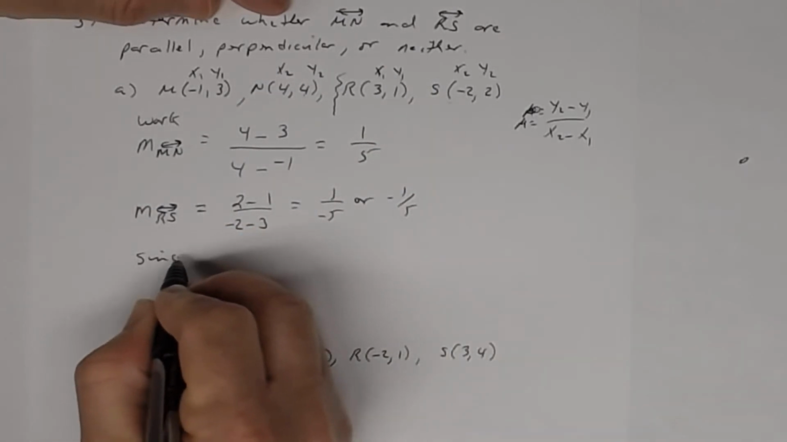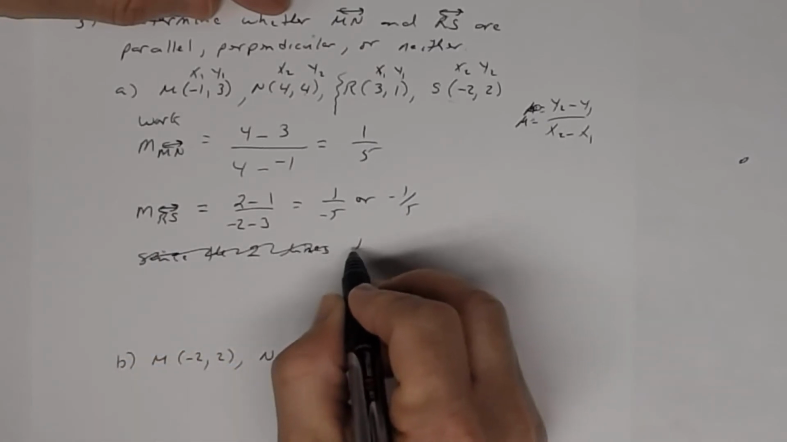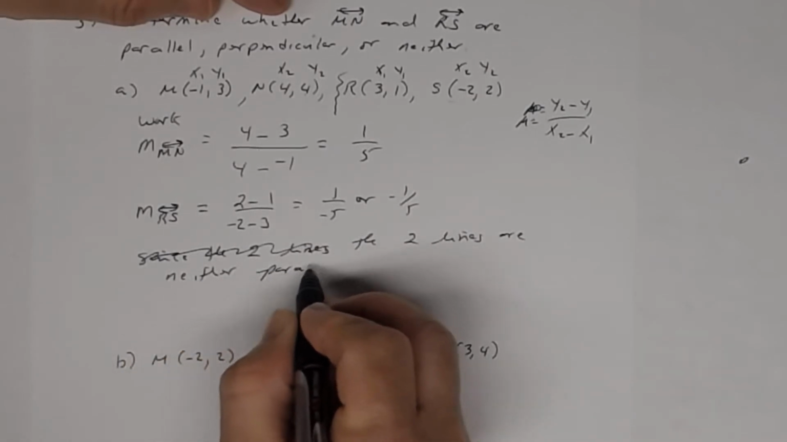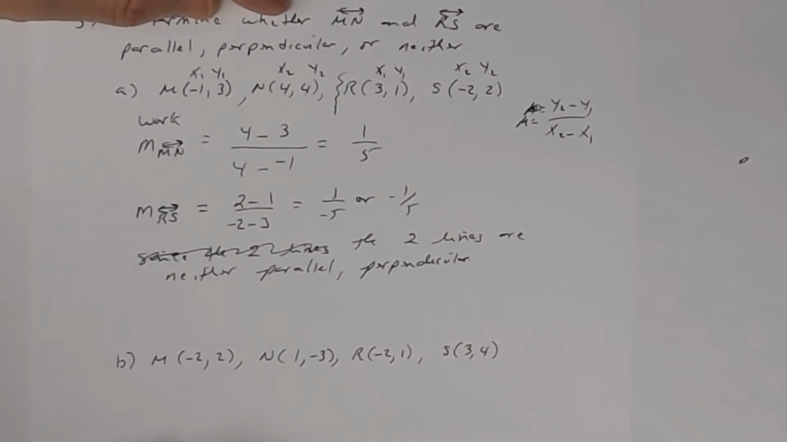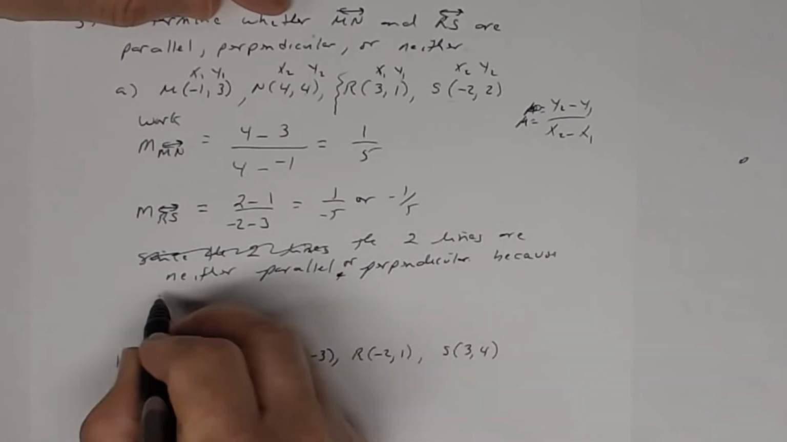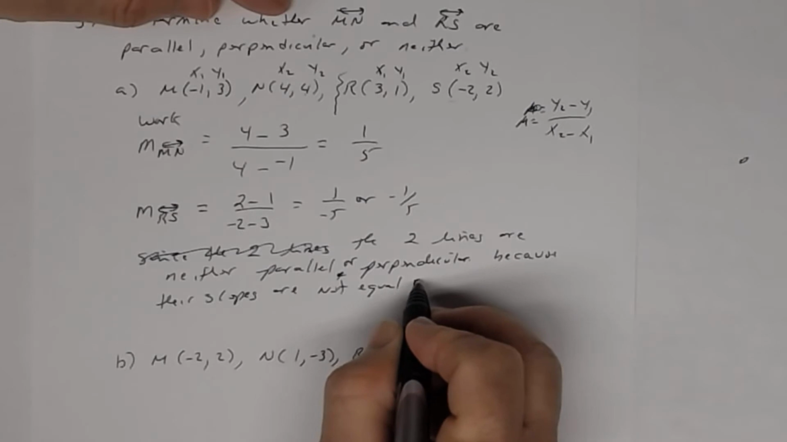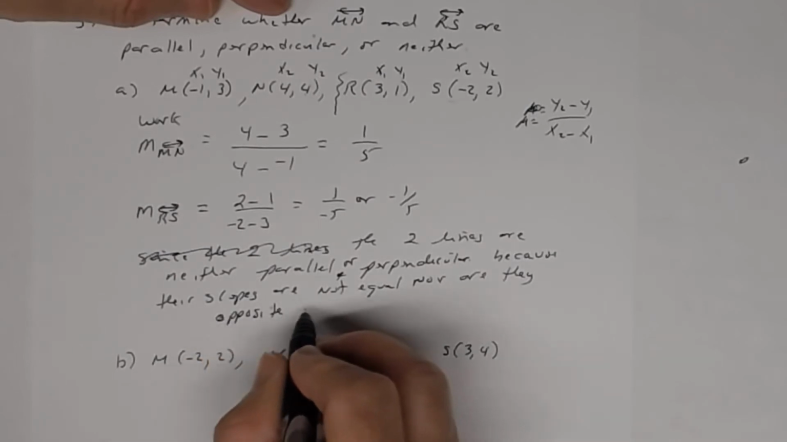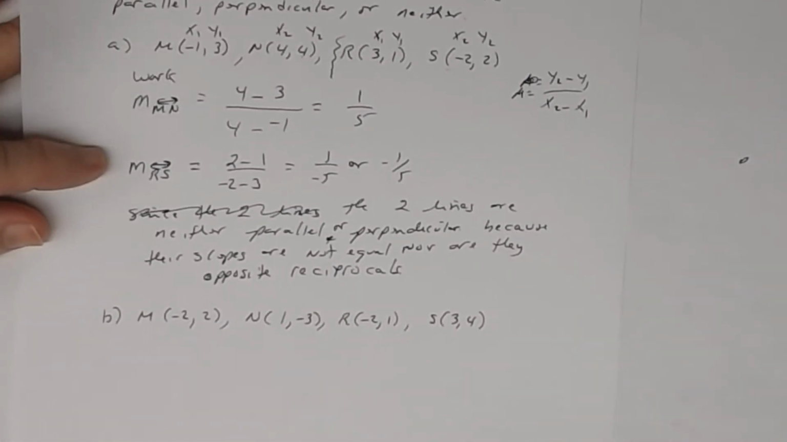All right, so let's write it like this. The two lines are neither parallel nor perpendicular. Okay, so the two lines are neither parallel or perpendicular. And the reason is because their slopes are not equal, nor are they opposite reciprocals. Okay, and so that's what we have so far. Not difficult at all, just using the slope formula.